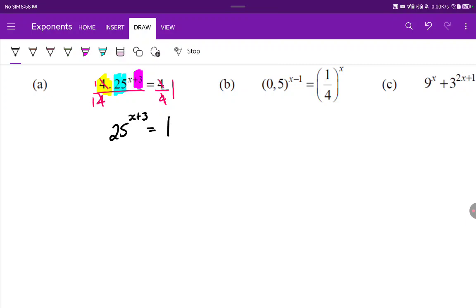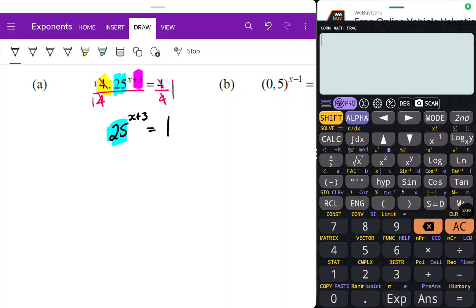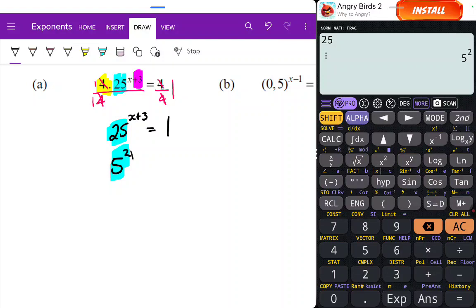Now we want to get that x alone. Now, if you remember, whenever we're dealing with exponents, we want to get the same base. So what we're going to do here is this: 25. Let's make that a prime factor. Okay, I managed to get the calculator up. If we want to factorize that 25 to prime factors, I'm going to press 25 equals shift factorial, and I get 5 squared. So now this becomes 5 squared instead of just 25. Keep it in brackets, and I have x plus 3 on the outside.